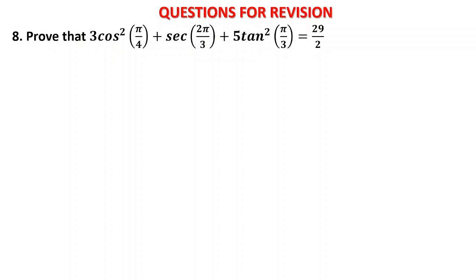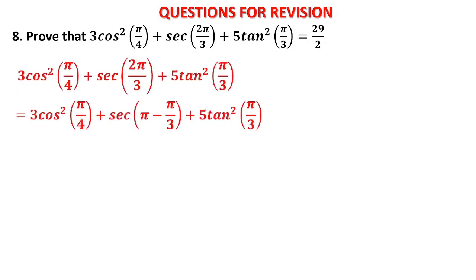Well, let us go to question number 8. Prove that 3 cos square pi by 4, secant 2 pi by 3, 5 tan square pi by 3 is 29 by 2. Very simple problem. You have to check out the values of all these trigonometric functions. And the first one is very simple, cos square pi by 4. But now this 2 pi by 3, it is in the second quadrant. You have to write it as pi minus pi by 3 or pi by 2 plus something. That also you can write.